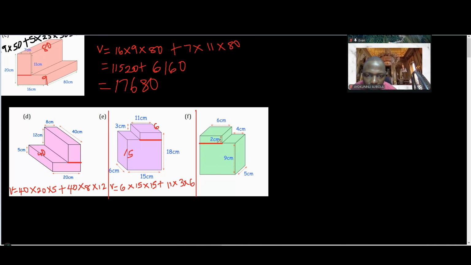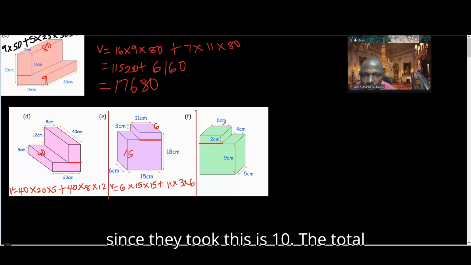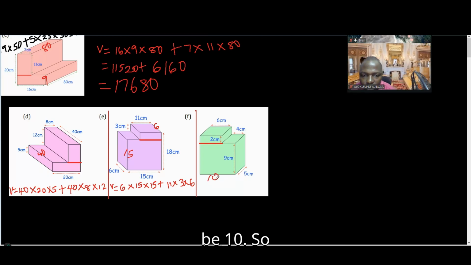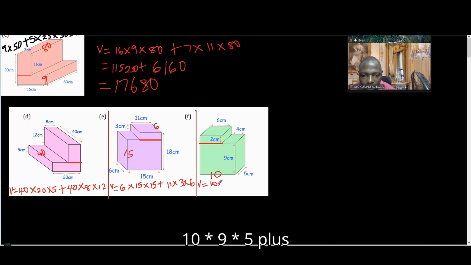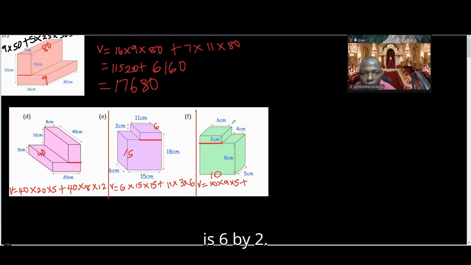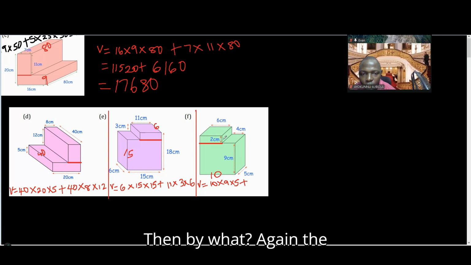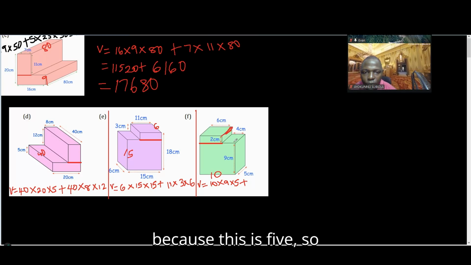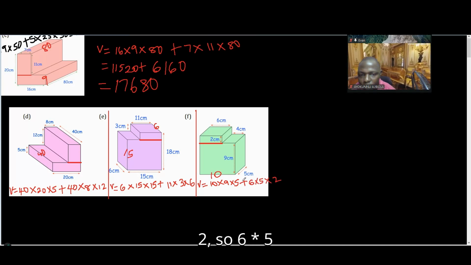We have the bottom, the dimension. Since this is 10, the total is 10, so this place is going to be 10. So we have the volume to be 10 times 9 times 5 plus the one at the top, which is 6 by 2, then by what again? The dimension, I need some by 5 because this is 5. So that's 6 by 5 by 2. So 6 times 5 times 2.